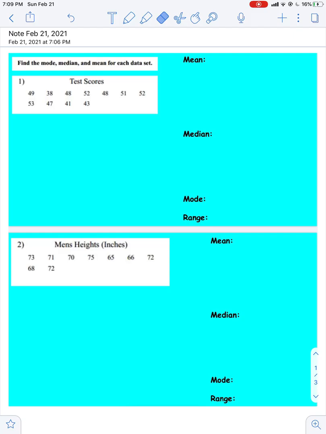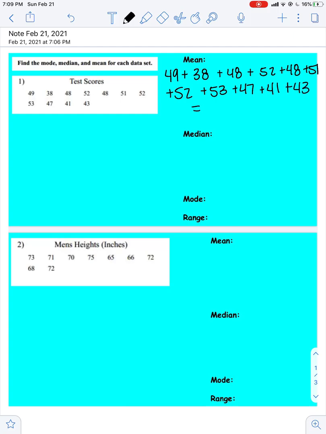So the first thing that we're going to do is find the mean of these test scores. Remember, the mean is the same thing as the average. So the first thing we have to do is add all of these together. So I'm going to do 49 plus 38 plus 48 plus 52 plus 48 plus 51 plus 52 plus 53 plus 47 plus 41 plus 43.